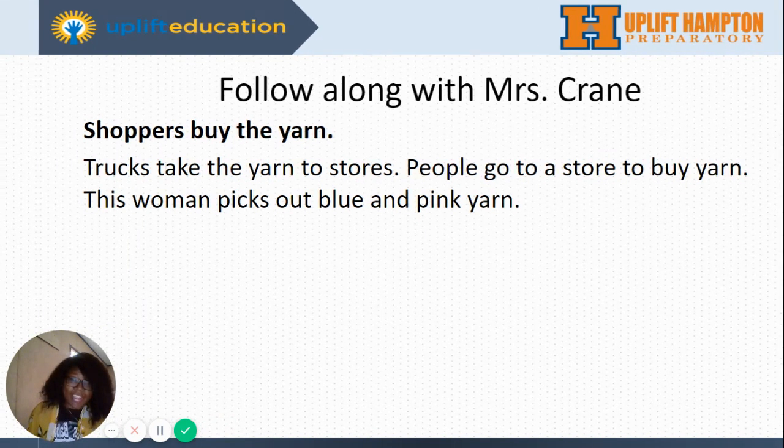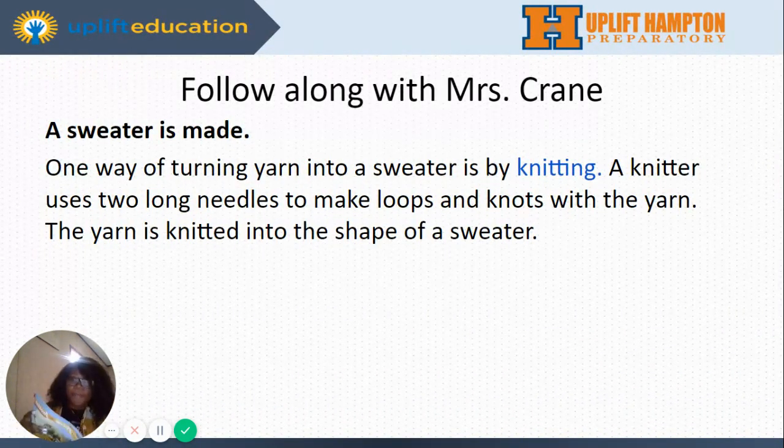All right, let's continue on with our book. Then a sweater is made. One way of turning yarn into a sweater is by knitting. A knitter uses two long needles to make loops and knots with the yarn. The yarn is knitted into the shape of a sweater.